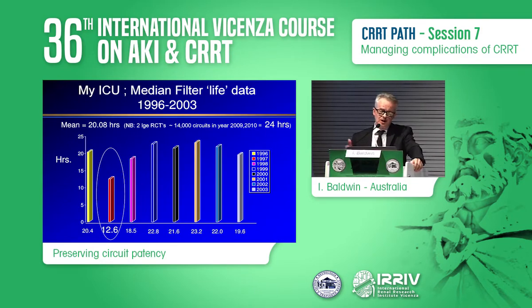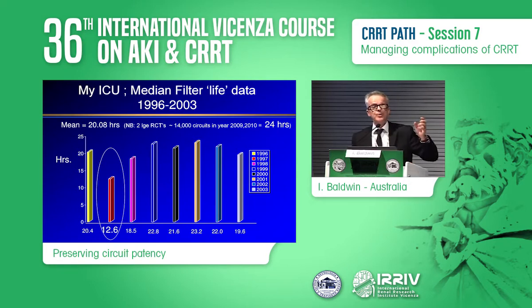Just for interest, I collect data, and I think it's a good thing we should all do. This is about 8 years of data that I published some time ago, showing that in my ICU we have a mean filter life, and we use the mean because of the size of the data pool, of around 20 hours. And when you look at the large randomised controlled trials done on dose across the globe, 14,000 circuits of data, the mean circuit life was around 24 hours. So there's a good benchmark to compare to.